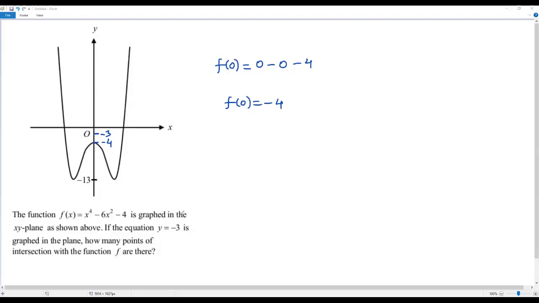Now to get the graph of this equation y equals negative 3, I have to draw a horizontal line through this value negative 3 on the y-axis. Okay, now let me do it. So when I draw a horizontal line through negative 3 on the y-axis over here, clearly the horizontal line intersects the graph of the function f of x in 2 points. Therefore, the graph of the equation y equals negative 3 has 2 points of intersection with the graph of the function f.